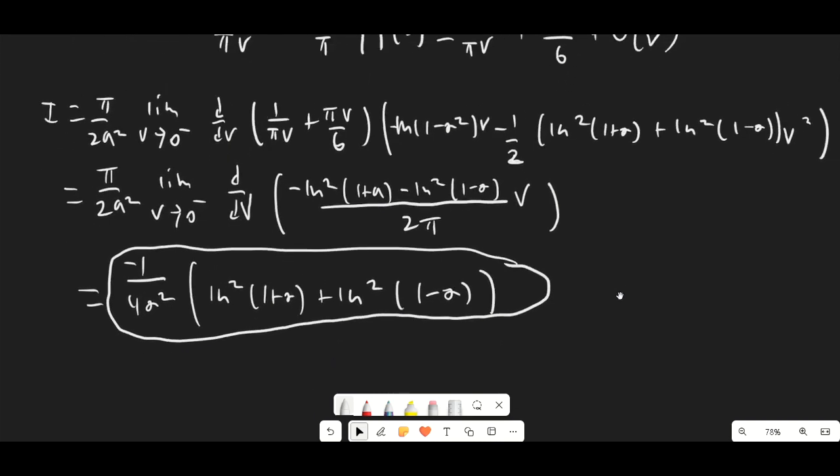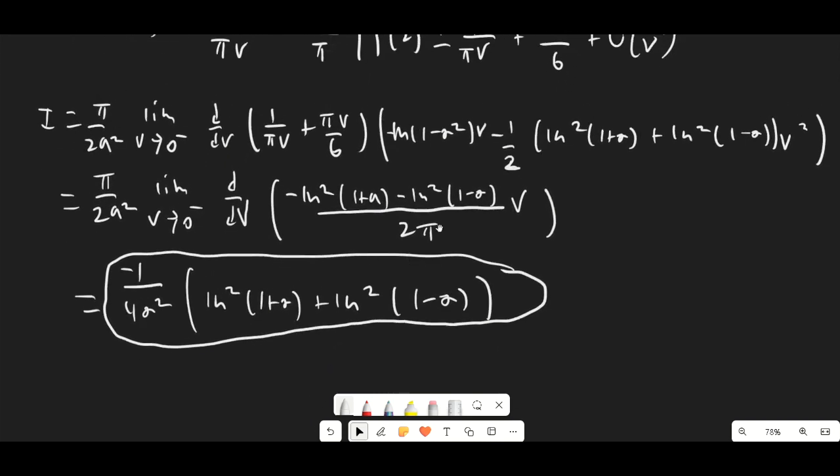And so overall, our integral, once we cancel out this pi, and we combine this 2 and this negative sign, we're going to get that this integral is equal to negative 1 over 4a squared times ln squared of 1 plus a plus ln squared of 1 minus a.